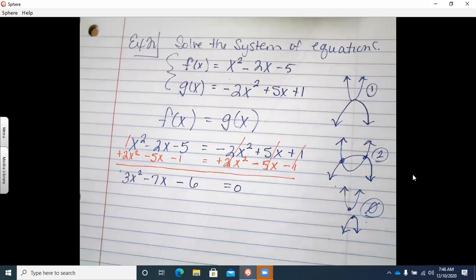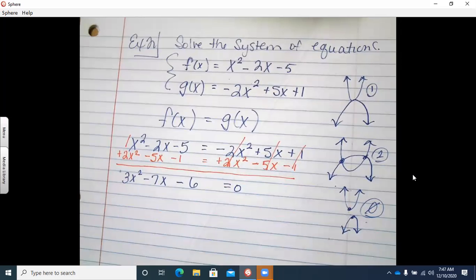So let me see. If I were going to factor that, I would need 2 numbers that multiply together to get negative 18 and add to get negative 7. Does that sound like we could do that? Multiply to get negative 18, add to get negative 7. 9 times negative 2 is negative 18, and 9 plus negative 2 is positive 7. But if we just change it to negative 9 and positive 2, that'll work, right? Okay, so we can factor this.